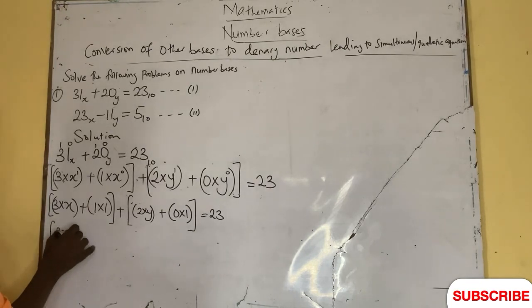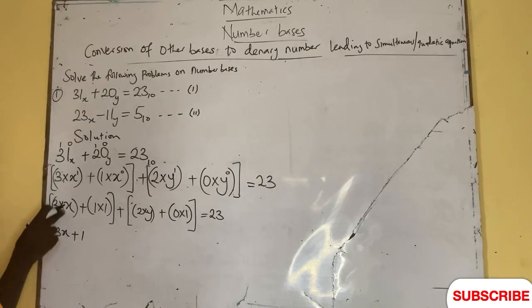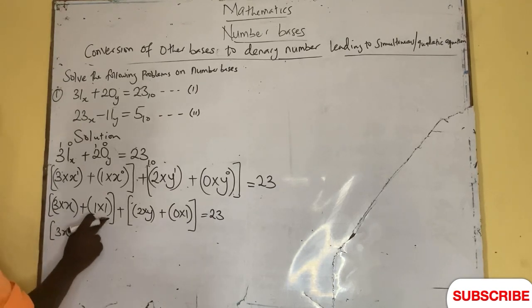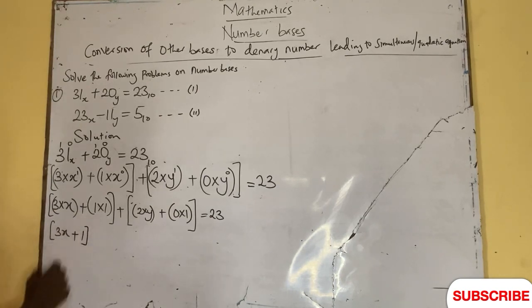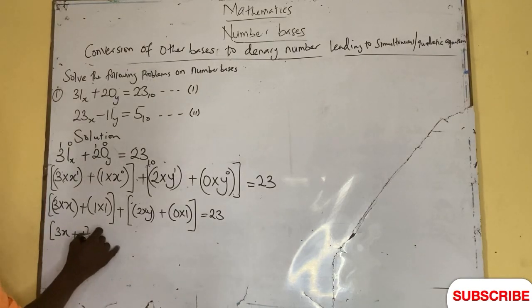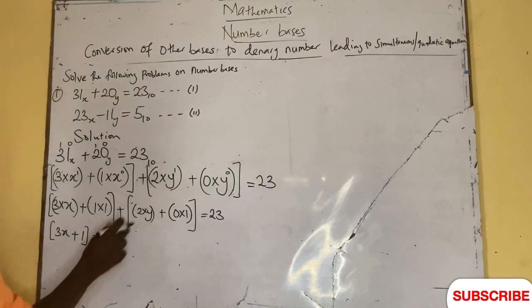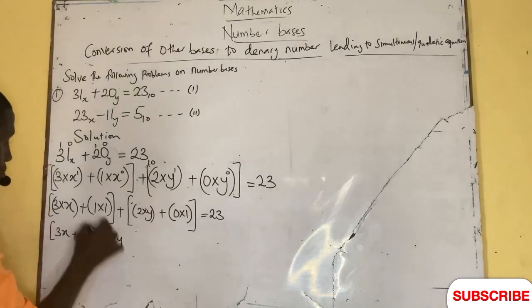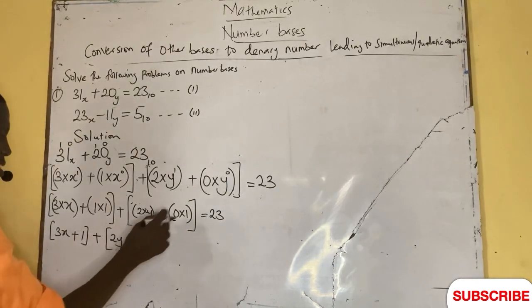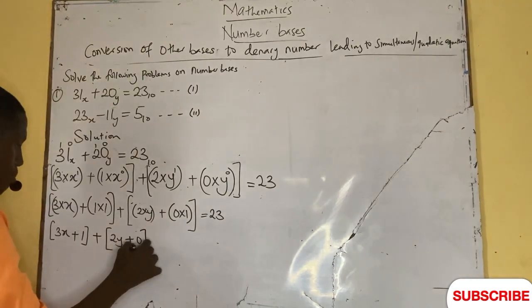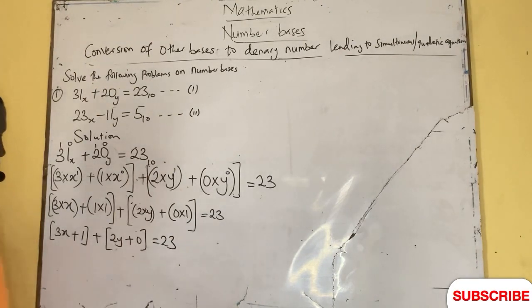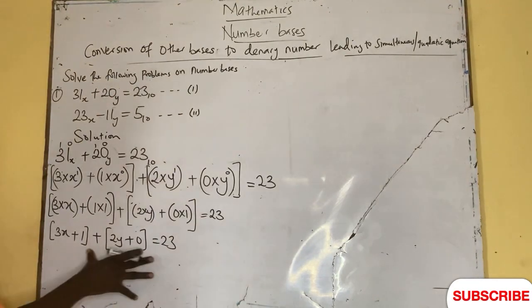So with that we now have 3x plus 1. 3 times x is 3x, plus 1 times 1 is 1. So that's how this one becomes 3x plus 1. Plus, open another bracket, 2 times y is 2y, plus 0 times 1 is 0. Bracket close, 23. Are you following? So now we have what?